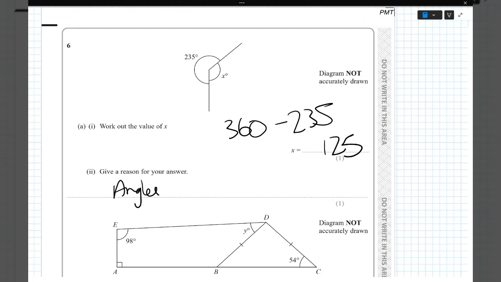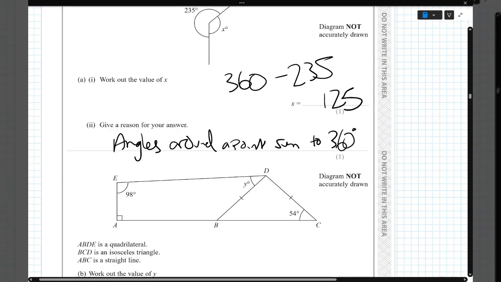Angles around a point sum or add up to 360 degrees. You can't just put your work in there. It's not going to work. You've got to actually put the sentence down.